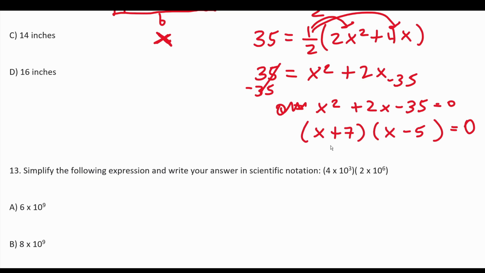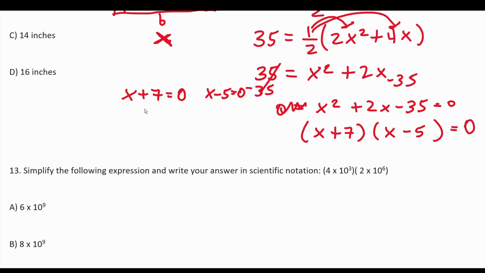When you solve quadratics like this, once you get to this point, you break them apart and set them both equal to 0 separately. I'm going to do that over here. We have x plus 7 equals 0, and then we have x minus 5 equals 0.